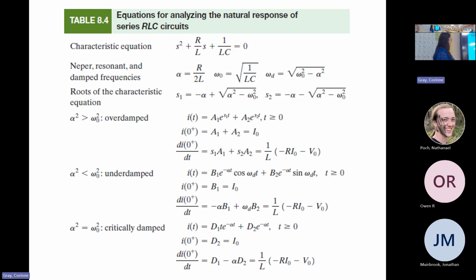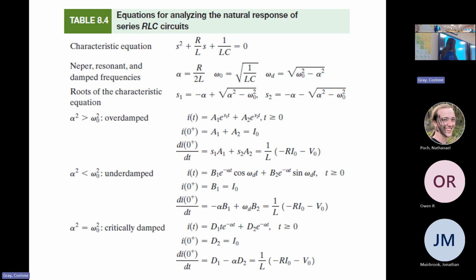Once you figure that out, if alpha is greater than omega naught, you're going to say, that's overdamped. And you're going to look at this part of the table and this part of the table only. This I here is my equation for current.